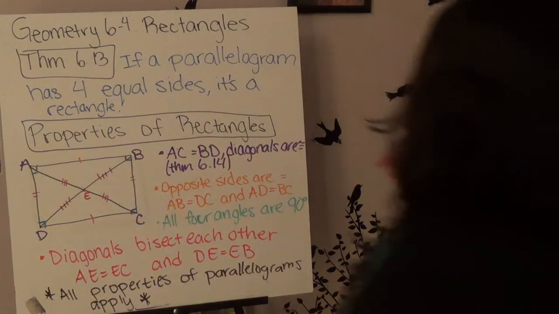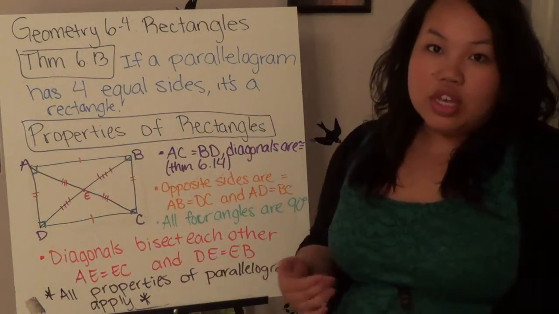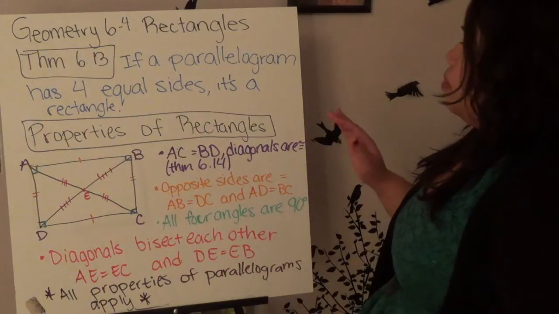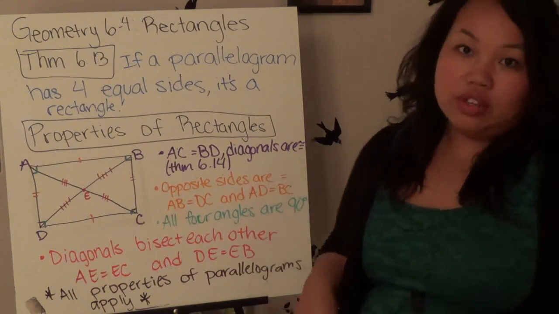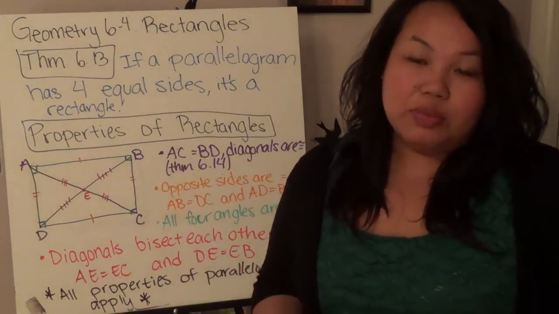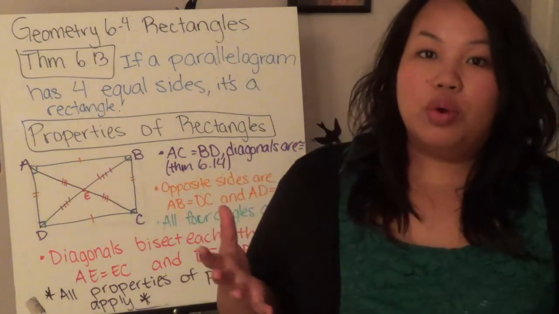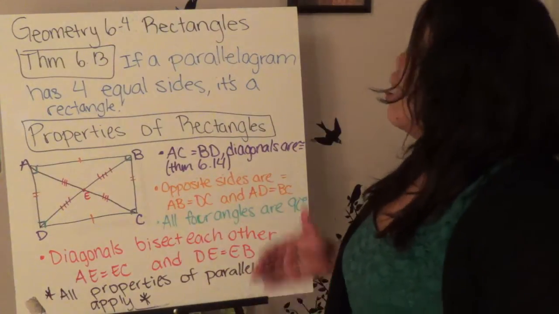In Geometry 6-4, we're dealing with rectangles. So basically, we're skipping 6-3 and going into just rectangles and properties of rectangles. A lot of you guys have dealt with rectangles before, so it's nothing new, but we're going to go through the details and the properties that have to do with it.